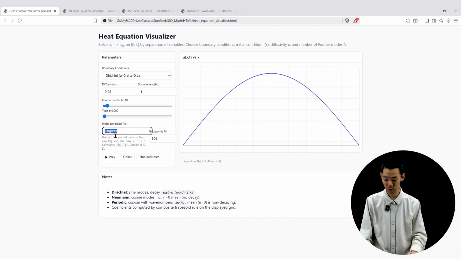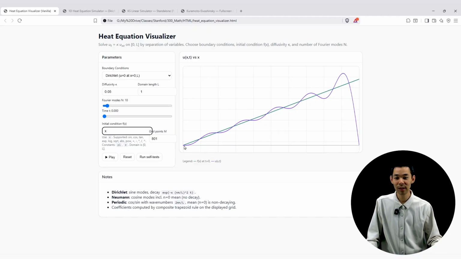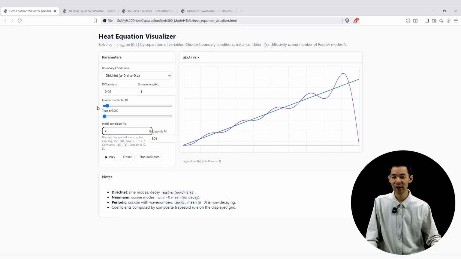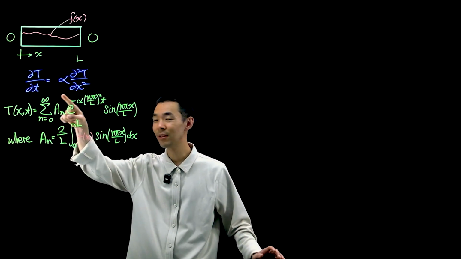So for example, if I were to change f of x to be equal to x, that's what's shown here. So the teal line you see here, that's f of x equal to x. That is the initial condition. Now, if I were to change the number of Fourier modes, right now I'm using 10 modes. So back on the board, that would be n going from 0 all the way to 10.